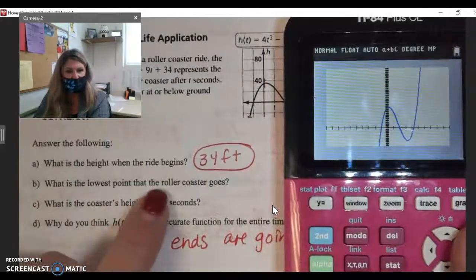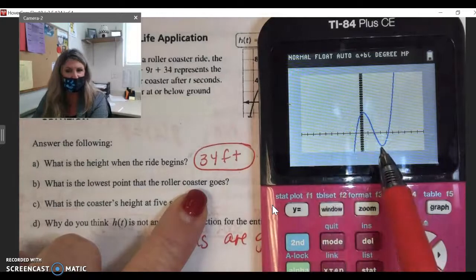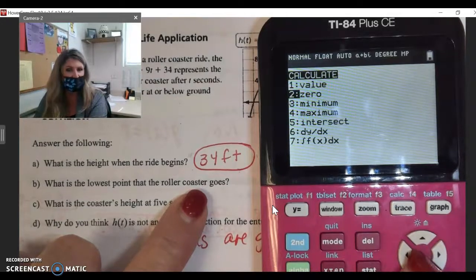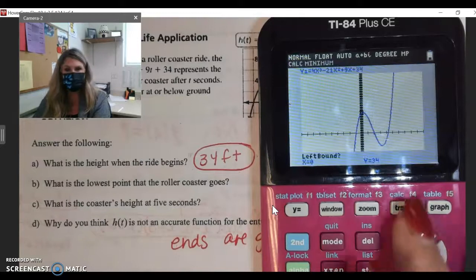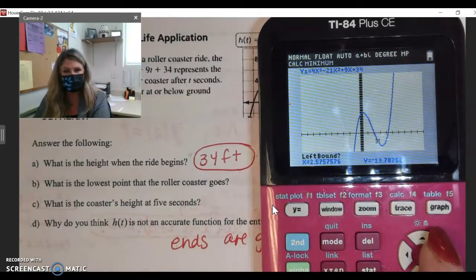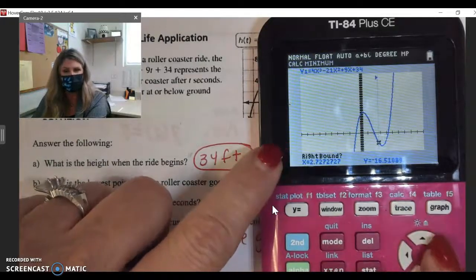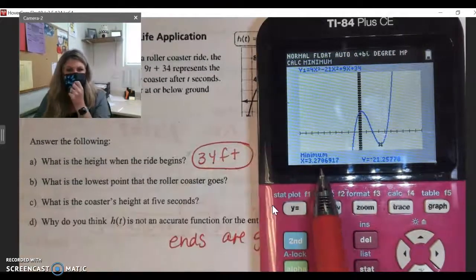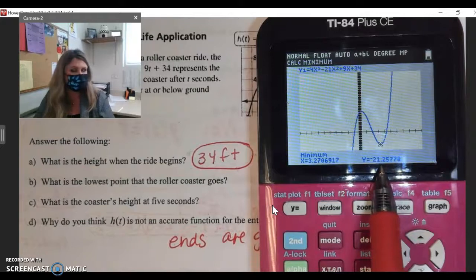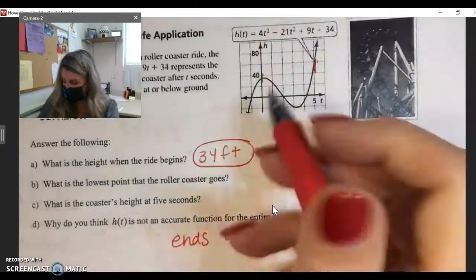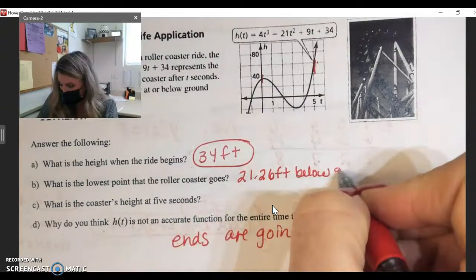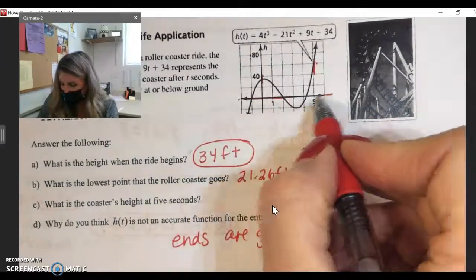Okay, and so now it's saying what is the lowest point that the roller coaster goes. So that's right there. So I'm going to have to do second trace, calculate, the minimum. So I'm going to move over close to that minimum, and it's going to say left bound, enter, right bound, move over to the right, enter, and then one more time. So is this the lowest it goes, or is the y value the lowest it goes? The y value. Okay, so it goes all the way down to negative 21.26. I'll round to the nearest hundredth. 21.26 feet below ground. See right here, this is ground level.